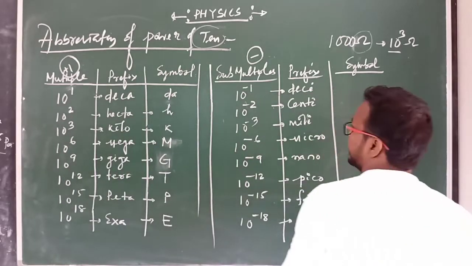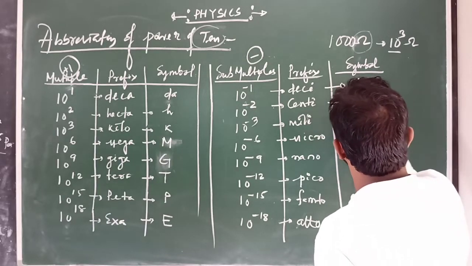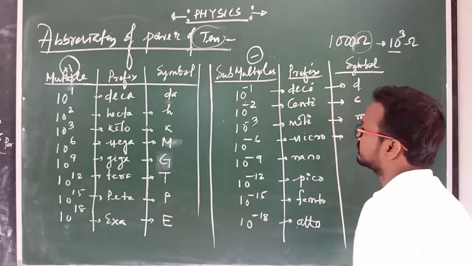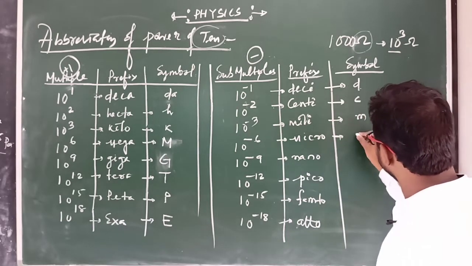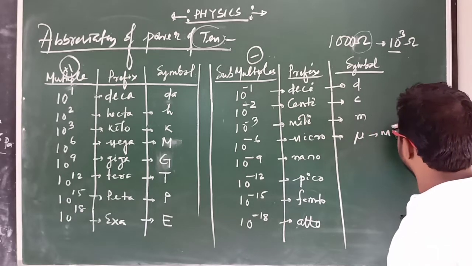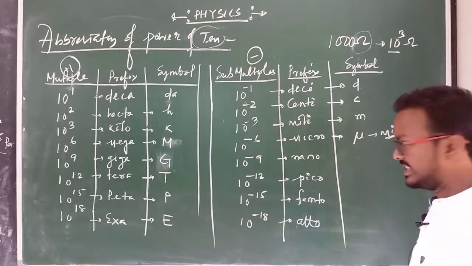Now we have to write its symbol. So here deci means small d, and centi small c, and milli small m, and then we can write here micro, and the symbol of micro is mu. Clear? You have to read this as mu. Mu means micro and its value is 10 to the power minus 6.